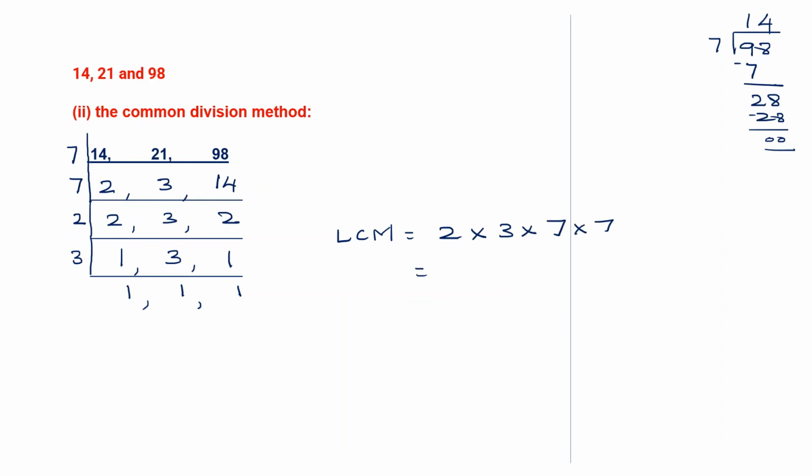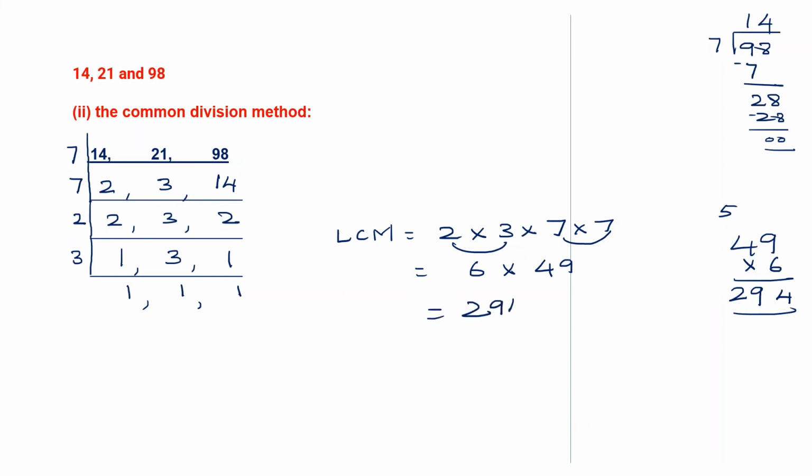So here I have 2 threes are 6, into 49. Let's multiply 49 into 6. 6 nines are 54, carry 5. 6 fours are 24, plus 5 is 29. So we found this out in the previous step itself, isn't it? So the LCM of 14, 21 and 98 is 294. Moving on to the next question.